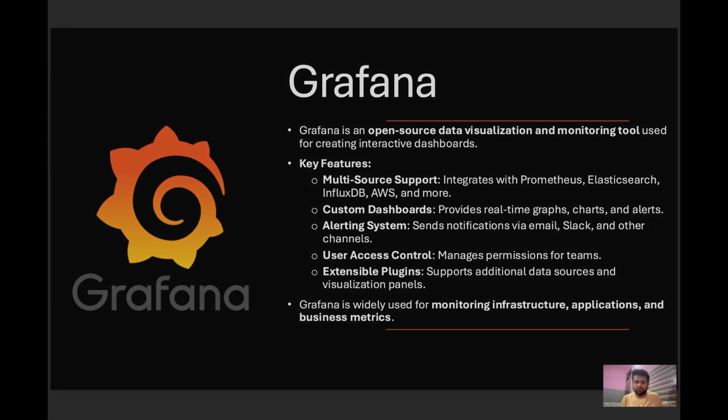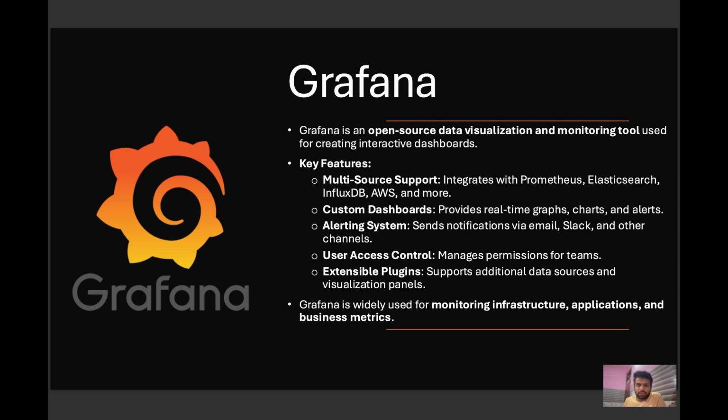So Grafana has an alerting system as well. The alerting system sends notifications via email, Slack, and other channels if anything goes wrong and any defined condition gets hit and breached.